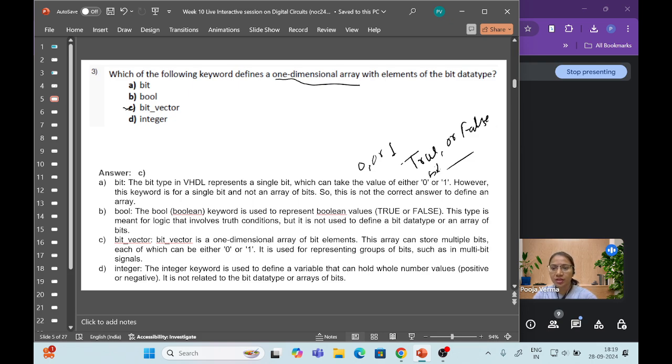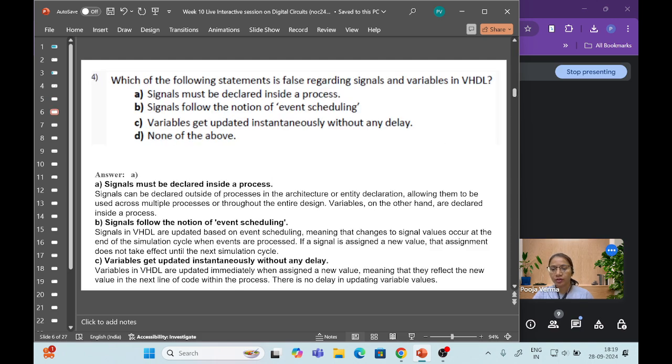So option C is the correct answer for this question, that is a bit vector. A bit vector can be used to define a one-dimensional array with elements of the bit data type. It can store multiple bits of 0 or 1. Okay. So moving to the next question.